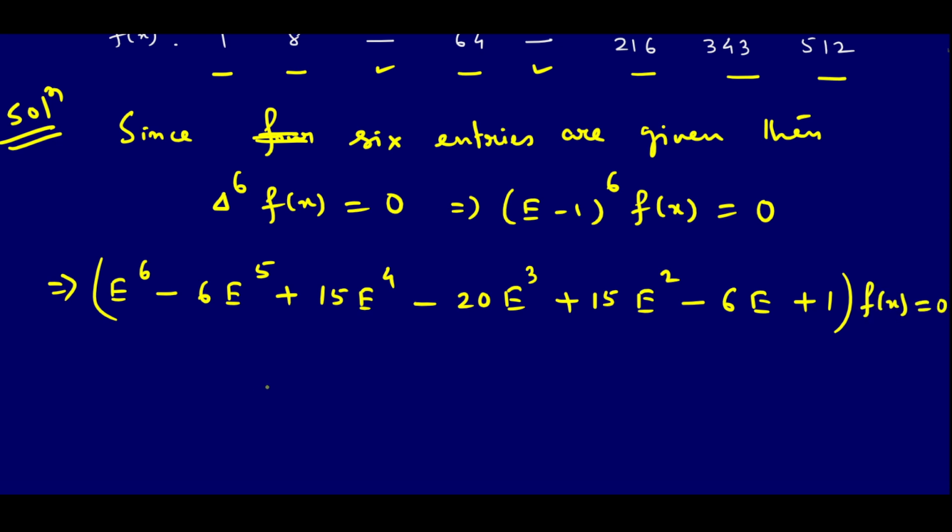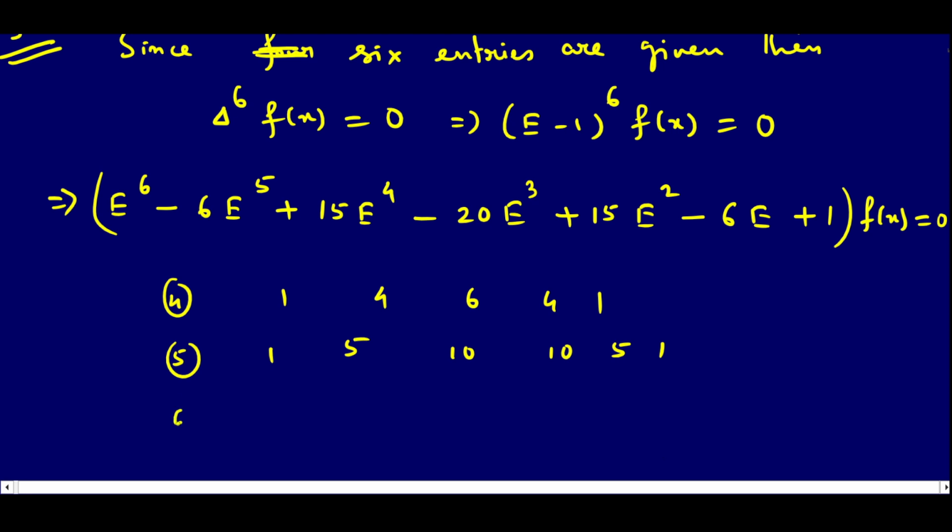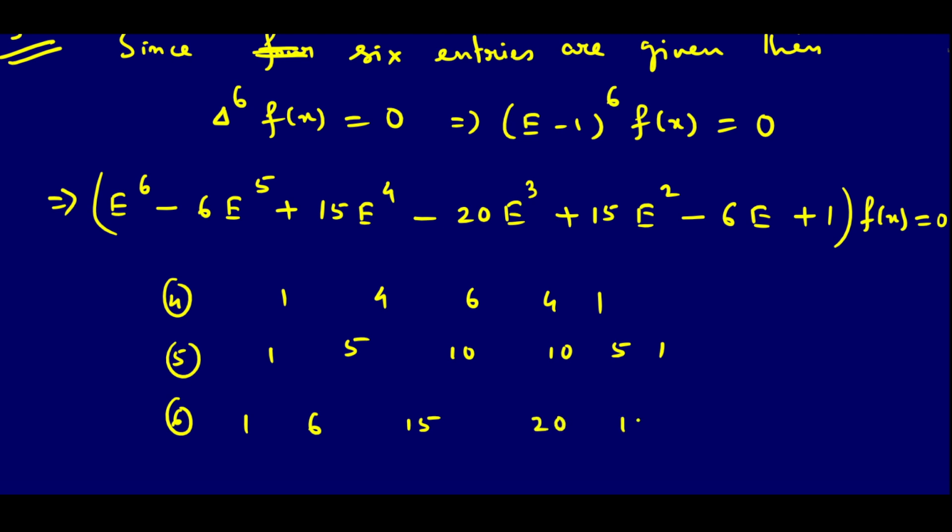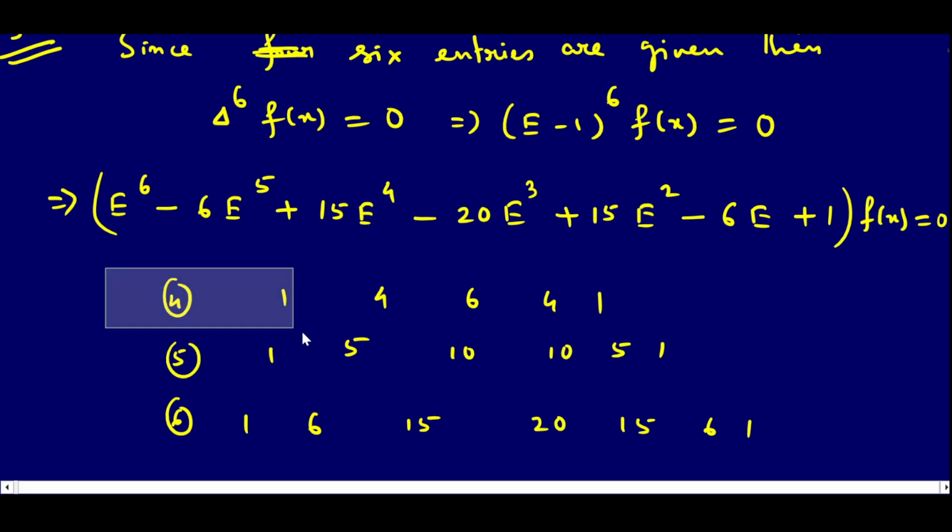Just now in the previous problem, what were the coefficients for power 4? If it is (E minus 1) whole to the power 4, the coefficients are 1, 4, 6, 4, 1. So this is for power 4. If the power is 5, then it is 1, 5, 10, 10, 5, 1. But here in our case, the power is 6. So the coefficients are 1, 6, 15, 20, 15, 6, 1. That is what we are writing here. So from Pascal's triangle, you can easily write the coefficients.